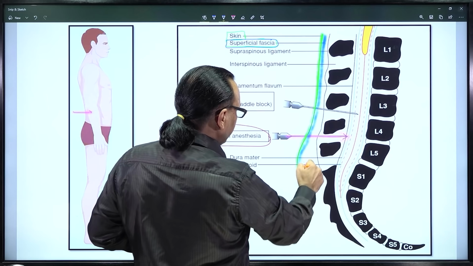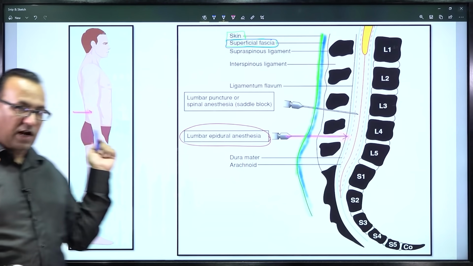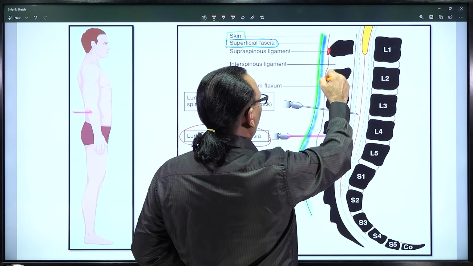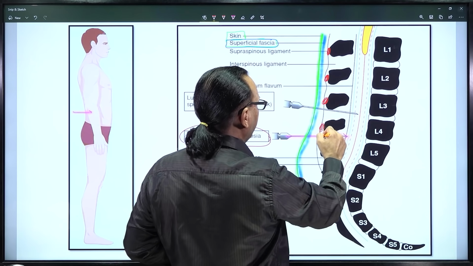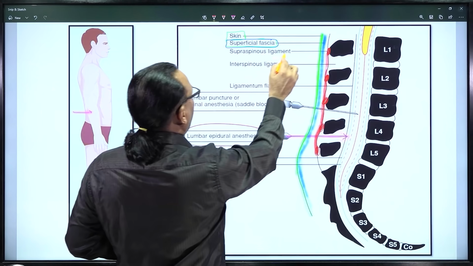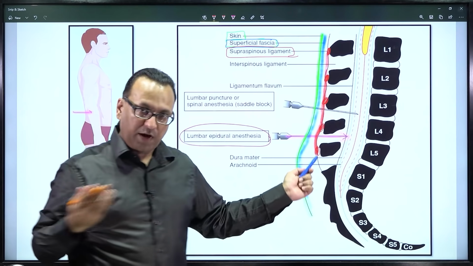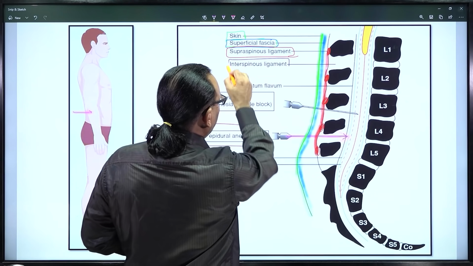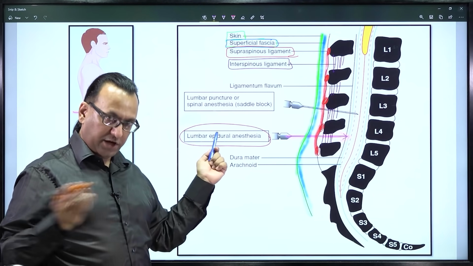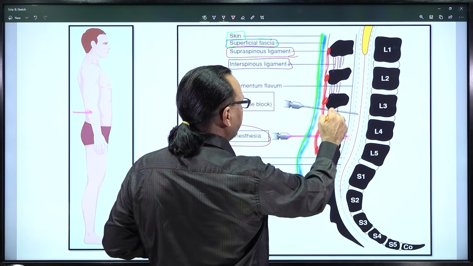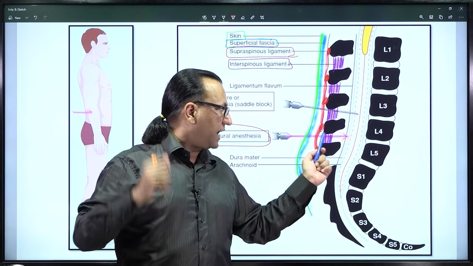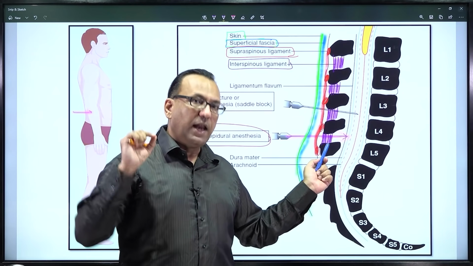Now, after puncturing the skin and superficial fascia, you get the ligament. And what was the name of the first ligament? That was attaching the spines with each other, called the supraspinous ligament. So this is the supraspinous ligament. And after the supraspinous ligament, we need to puncture the interspinous ligament. So let us mark the interspinous ligament as well, as we are doing the epidural puncture here. This is the interspinous ligament attaching the spines of the upper and lower lying lumbar vertebrae. And after that, the ligament attaching to the lamina, the ligamentum flavum.